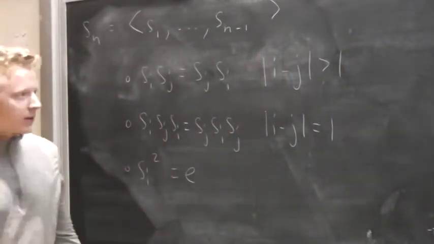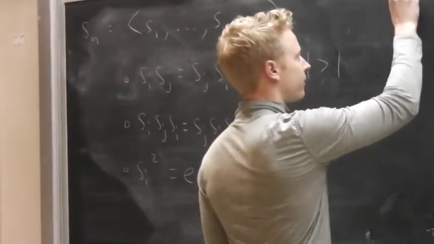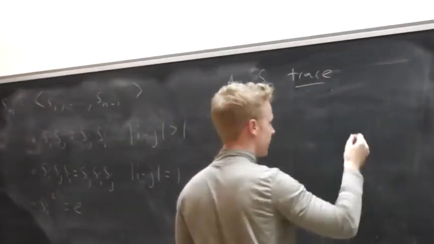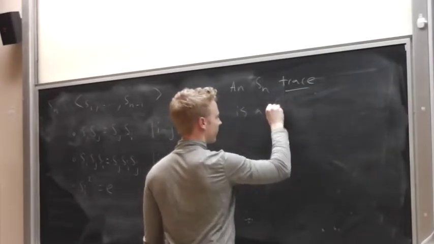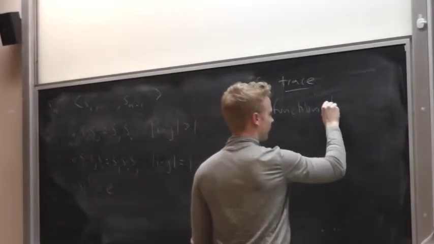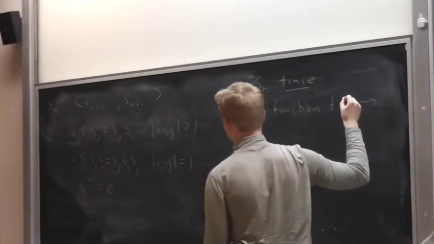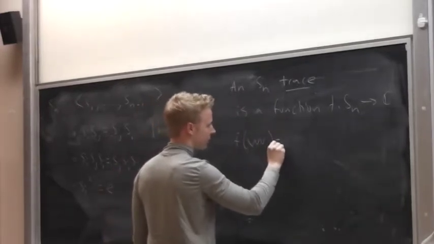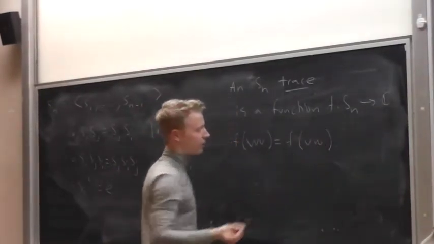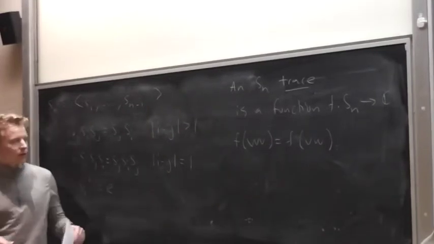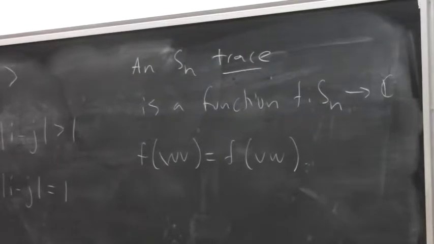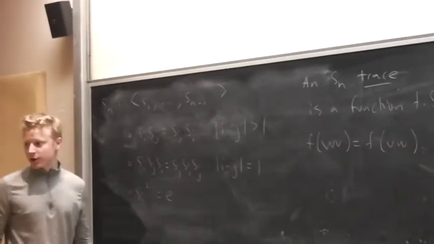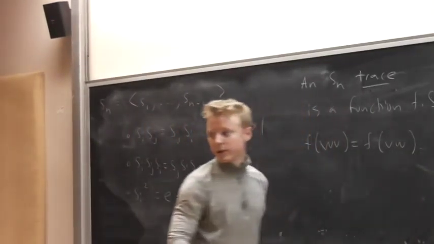And a class function or trace is just a function from the symmetric group to the complex numbers that satisfies that f of wv is always equal to f of vw. That's the same thing as a class function, equivalent to just saying that it's constant on conjugacy classes. All right, and so with that, I can define what an immanent actually is. This is not a super well-known definition.